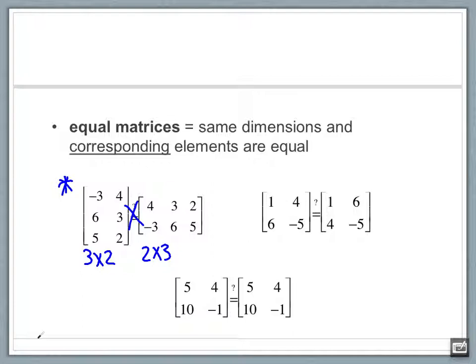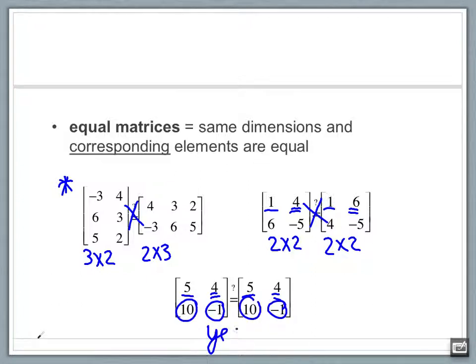Let's look at the next one. The first matrix is 2 by 2. Second one is 2 by 2. Okay, I'm good so far. Now I need to see, are the corresponding elements equal? 1 and 1 equal. 4 and 6 not equal. So these are not equal matrices. Last one. They both have the same dimensions. They're both 2 by 2. I have 5 and 5, 4 and 4, 10 and 10, -1, -1. Yes, these are equal.